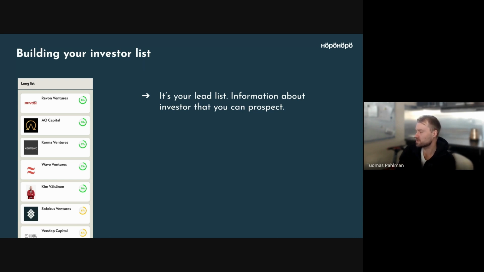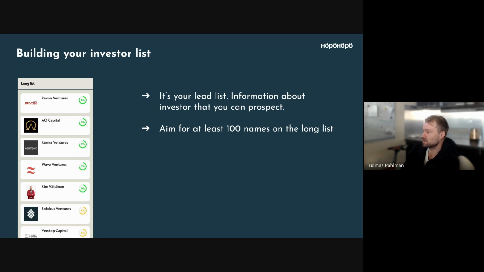Well, as we see, it's basically a big variance, and I would suggest aiming at least for 100 names on the long list. Why? Simply, it's easy to start the process with a couple of names or good contacts for yourself, but the challenge comes if they say no, then you need to start over and think about how you start this whole process over.